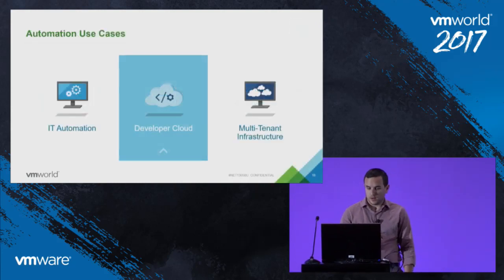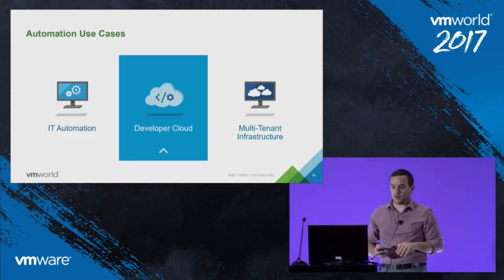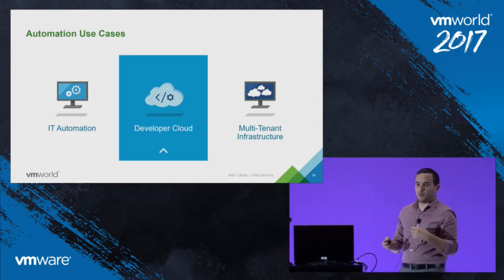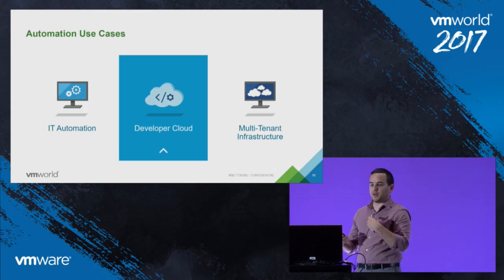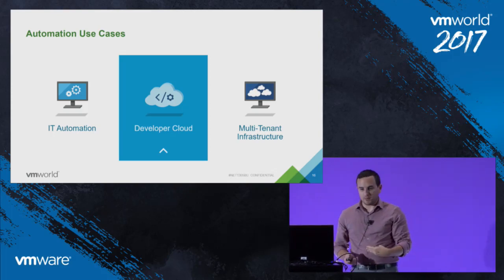All right, so next let's talk about the developer cloud use case for NSX and automation. Like I touched on earlier, when we say developer cloud here, what we're really talking about is a self-service model with catalog items, for example.